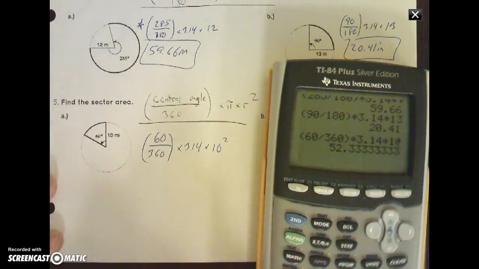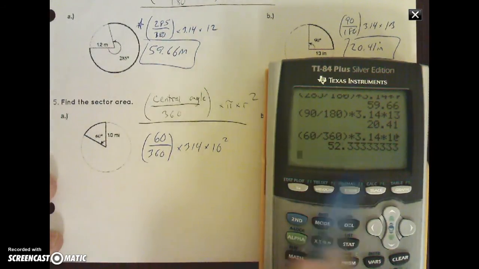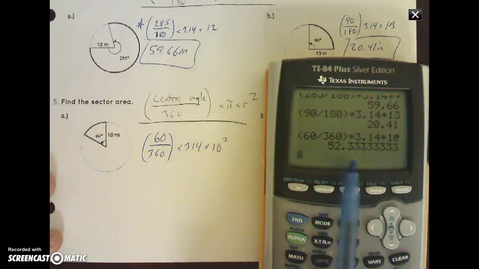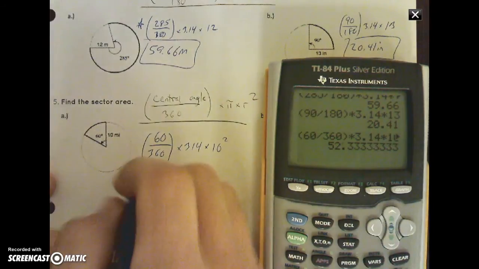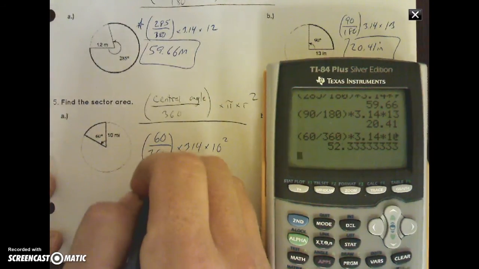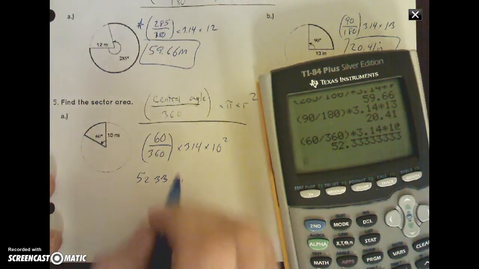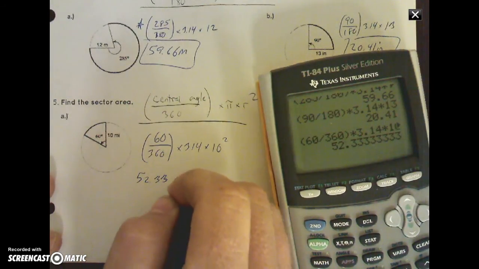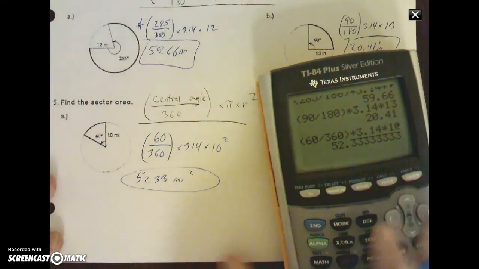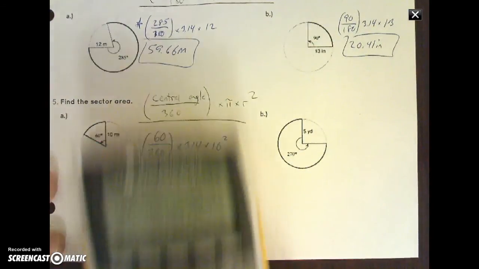Okay, 52.33. I will say this: if it's a repeating decimal, and by the way, what fraction would that be? Hoping you guys all know it's 1/3, 0.33 repeating. You can just round to 2 decimal places. Okay. Now in this case, it's in miles. It's a really big circle. It's miles squared. Okay. So boom, boom, we all good.